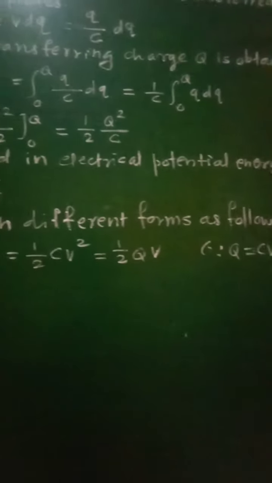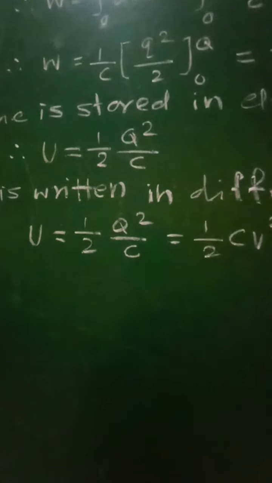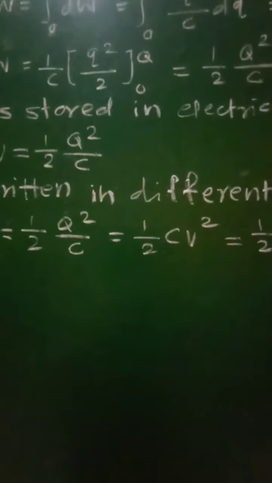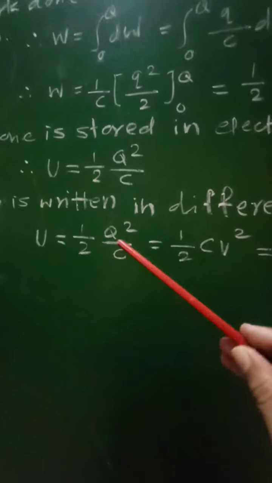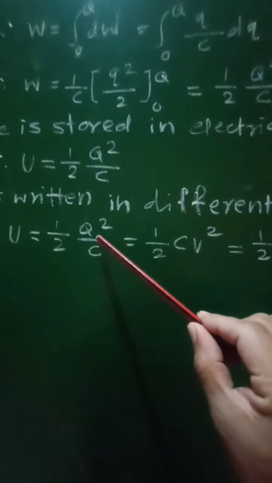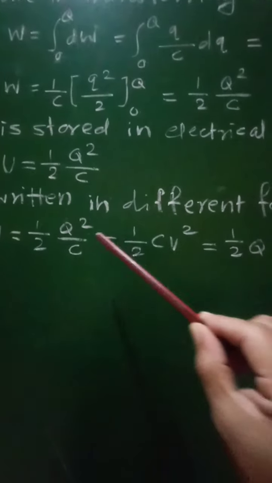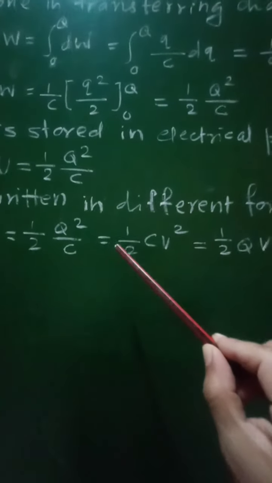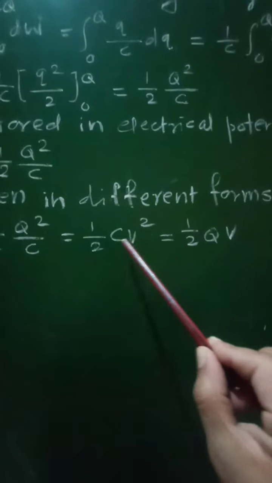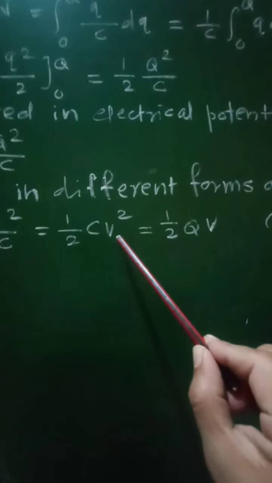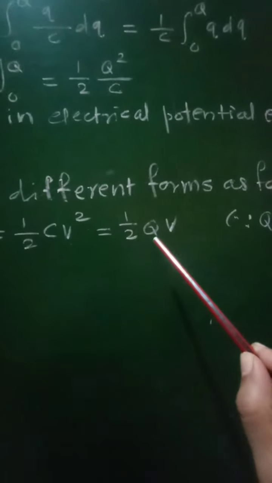Now this energy is written in different forms as follows, that is U equal to half Q square by C equal to half CV square equal to half QV. Since Q is equal to CV, therefore from this relation, if we put Q is equal to CV, then it will be C square V square. One C will get cancelled with this and we will get half CV square. Again, if we split it as CV into V, then CV is equal to Q, so that it will be equal to half QV.